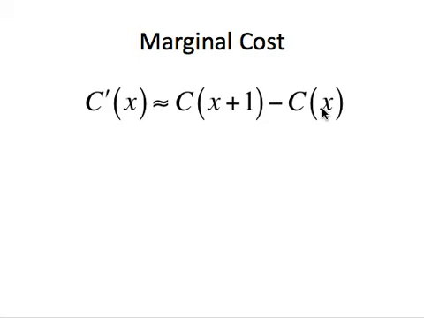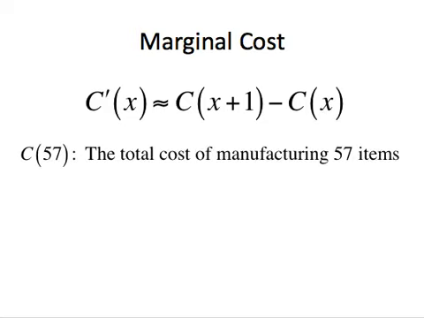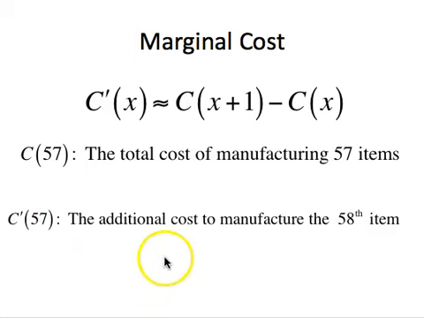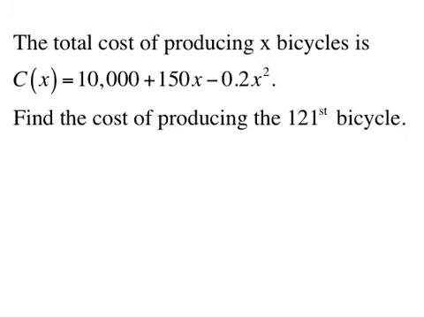So R prime of x would be the additional revenue you get for selling one more product. C of 57 is the total cost of manufacturing 57 items. So if you want to determine what it will cost us to manufacture 57 items, that's plugging 57 into the cost function. But C prime of 57 is the additional cost to make one more. We've made 57; to make the 58th item, how much more are we going to have to spend? That's the idea of the marginal cost function.